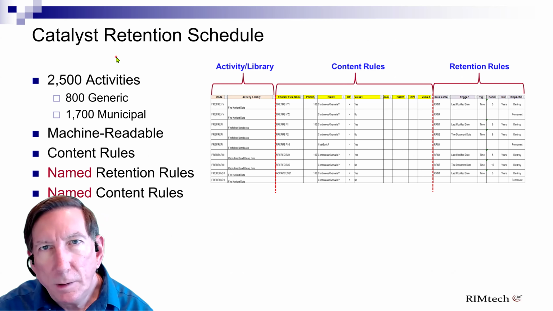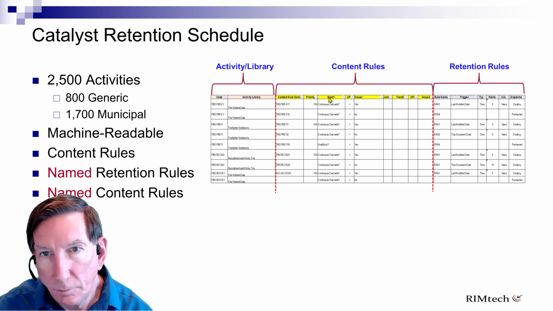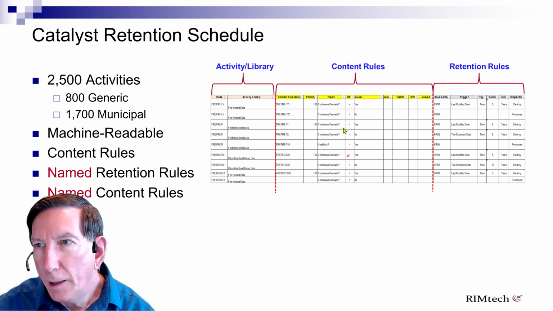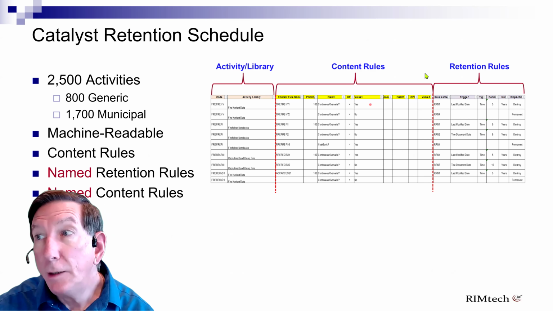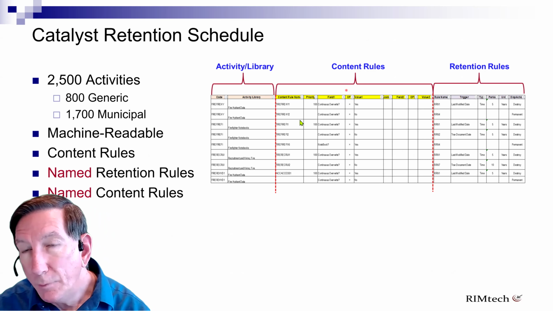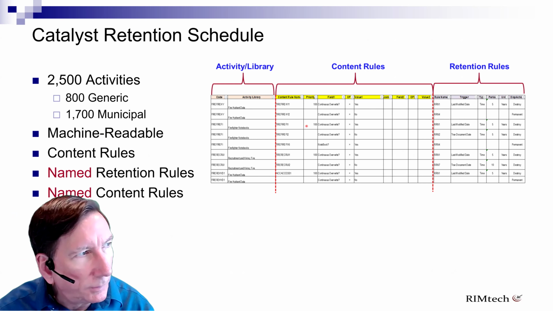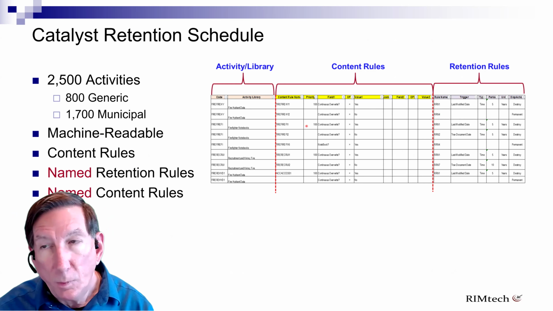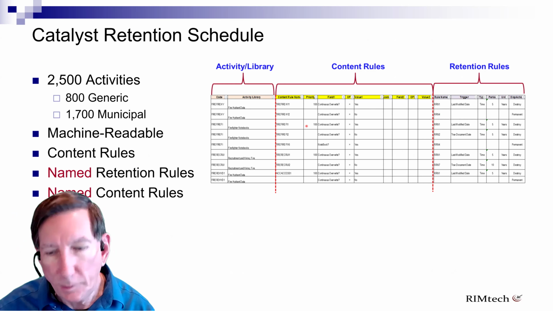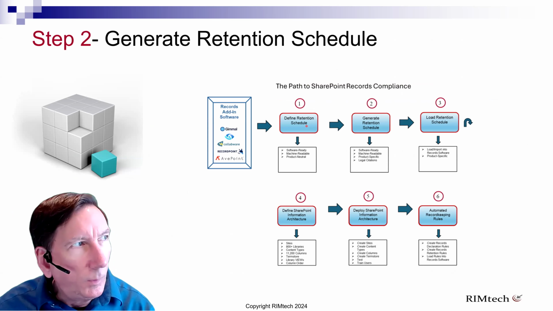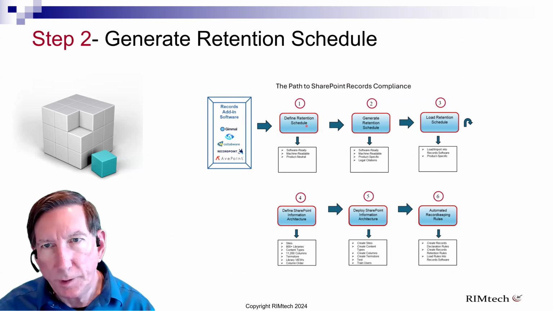So in a typical retention schedule, we could see as many as 2,500 content rules, okay? They are machine readable, and each content rule, and for that matter, each retention rule, has to have a name. They have to have names. That's new. Traditional retention schedules didn't need that, but they do now. Why? Because the 5 software products need a name. So now we have defined our new retention schedule.